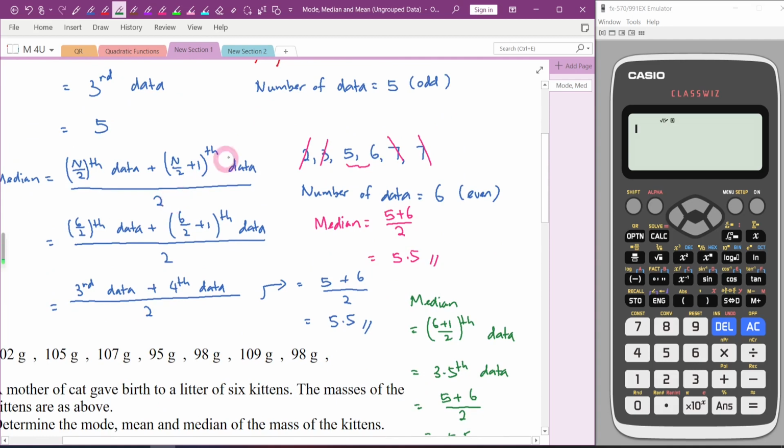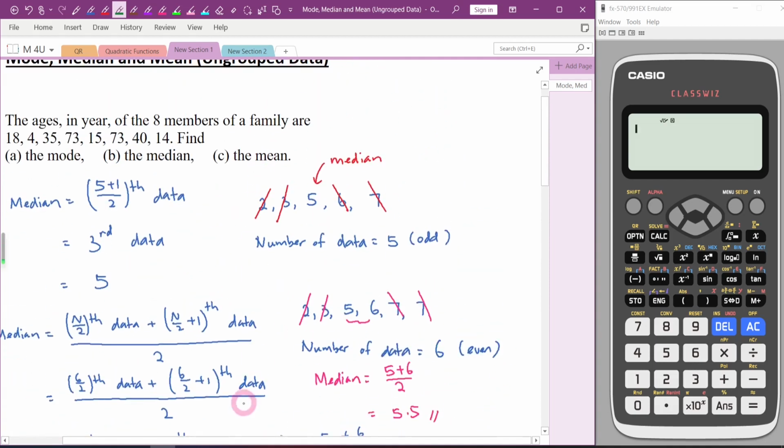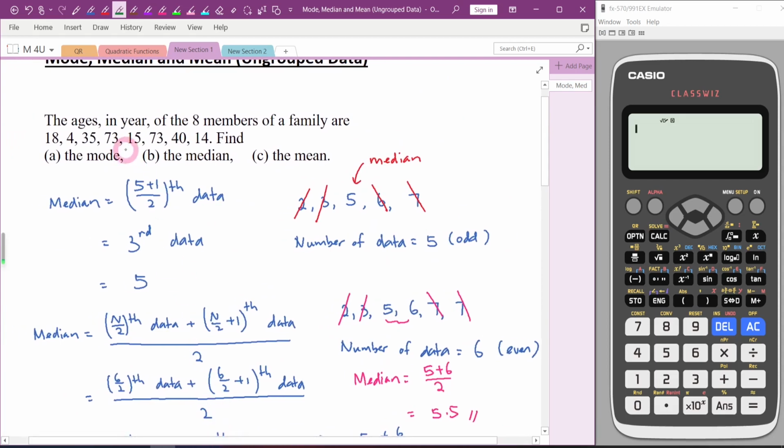Okay, you actually can use this formula for both situations if you feel that this formula is hard for you to remember. Okay, so in this video, I'm going to show you how do we get the mode, median, and mean, and check our answer by using this calculator.